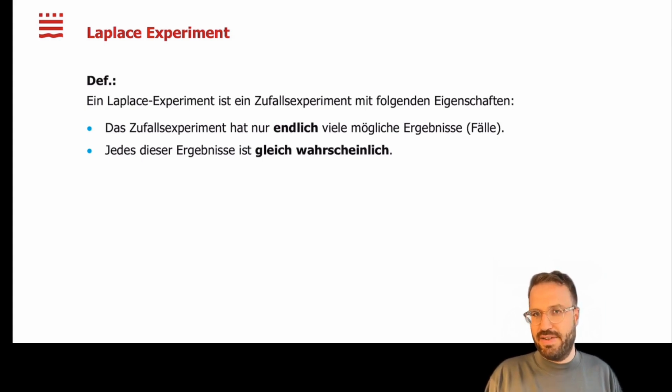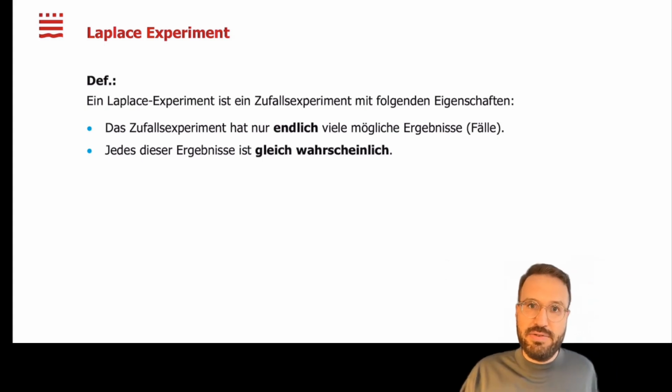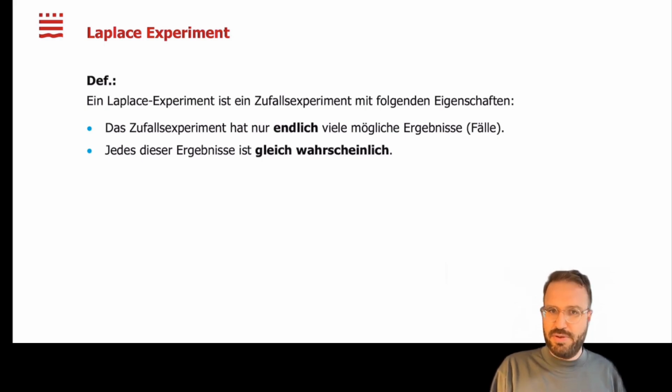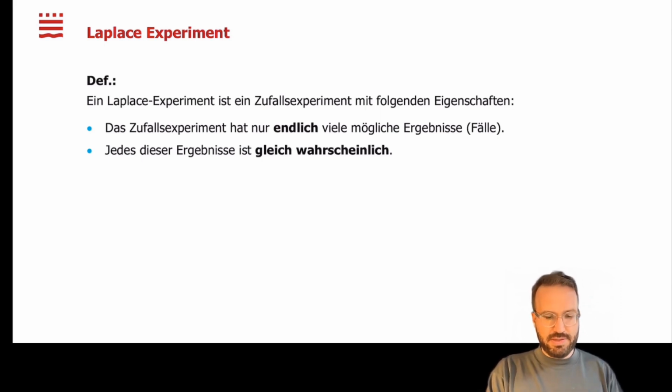This is also called a fair coin toss, when both heads and tails have a probability of 0.5, meaning they are equally likely at 0.5. We will discuss shortly why this is the case. So this is a Laplace experiment.